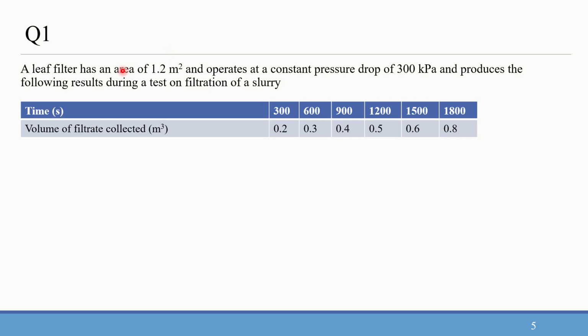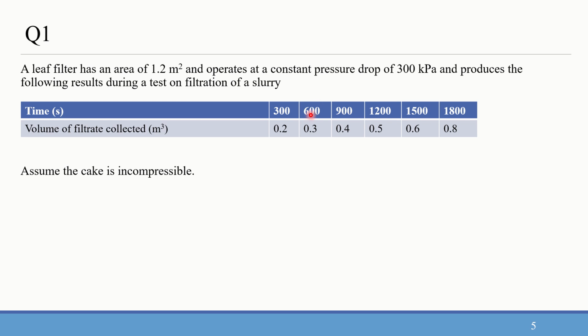Okay. So first one is a problem on filtration. The question goes something like: a leaf filter has an area of 1.2 meters square and operates at a constant pressure drop of 300 kilopascal and produces the following results during a test on filtration of a slurry. So the time in seconds is given as 300, 600, 900, 1200, 1500 and 1800.